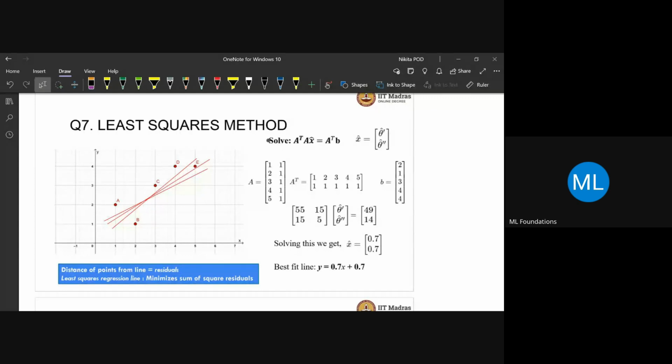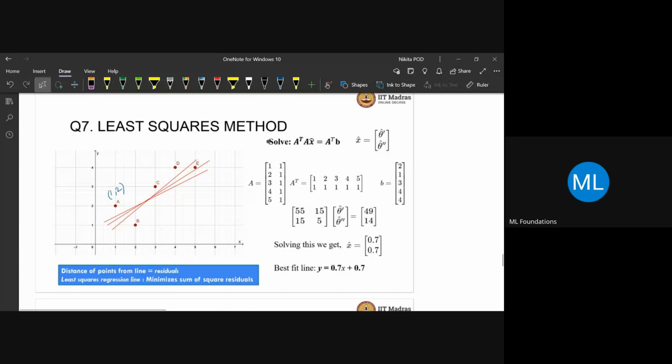Okay, here we have already given the solution. These are the points that are given to you, right? So the first point is 1, 2. The second point is 2, 1. C is 3, 3. D is 4, 4. E is 5, 4, right?